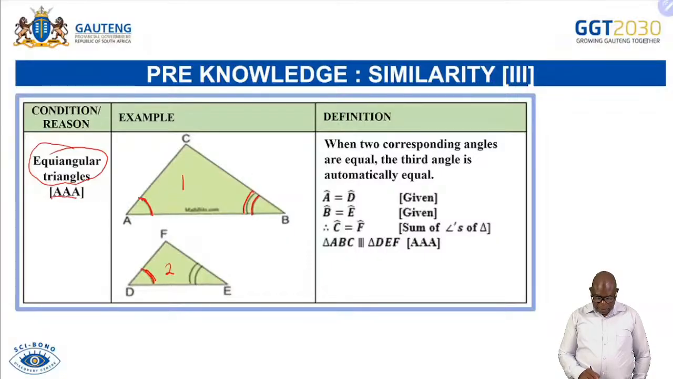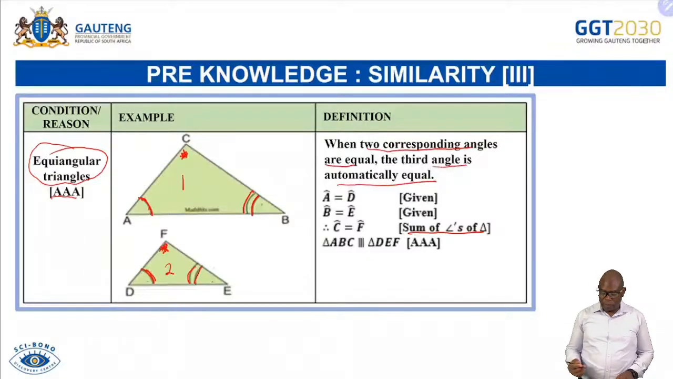This angle here in triangle number 1 must be the same as this angle in triangle number 2. Obviously, this angle here will be equal to that angle there. I say obviously because of the third angle, the sum of angles in a triangle. So when 2 corresponding angles are equal, the third angle is automatically equal. Right? So this one is automatically equal to that if these 2 are equal. Makes sense?